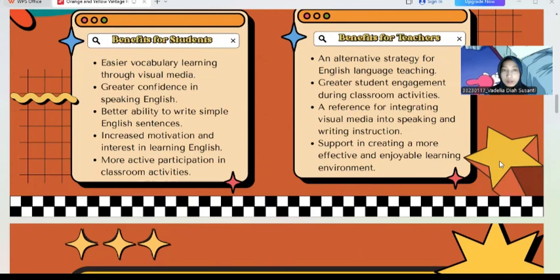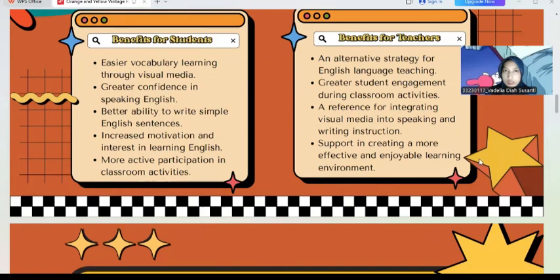And the benefit for teachers is an alternative teaching strategy. Visual media can increase student engagement and make classroom activity more interactive. It can also serve as a useful teaching tool. Overall, as an alternative teaching strategy, visual media can make classroom activity more interactive.